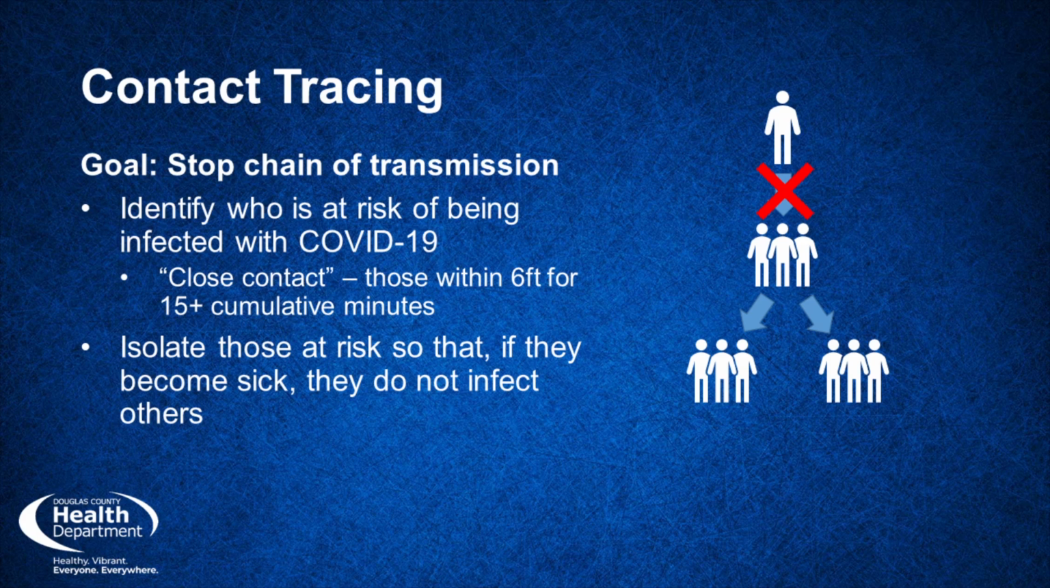When we're talking about close contact in this context, we're using the definition of within 6 feet for 15 minutes or more, and it's a cumulative 15 minutes. When we are contact tracing, there are 3 steps you can follow to figure out who is at risk of having COVID-19 and who needs to be sent home.